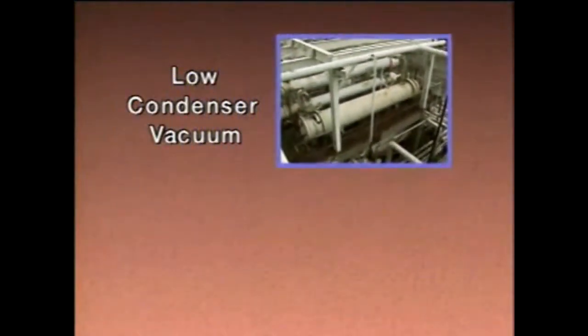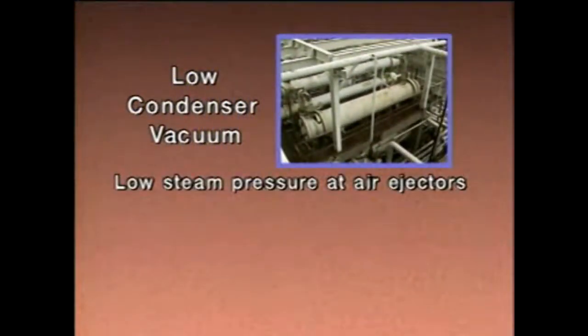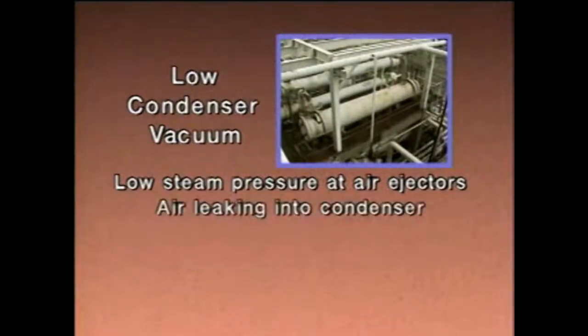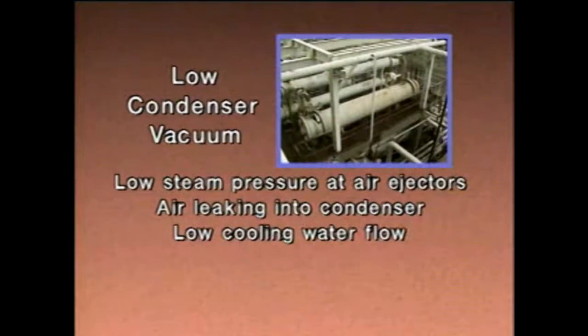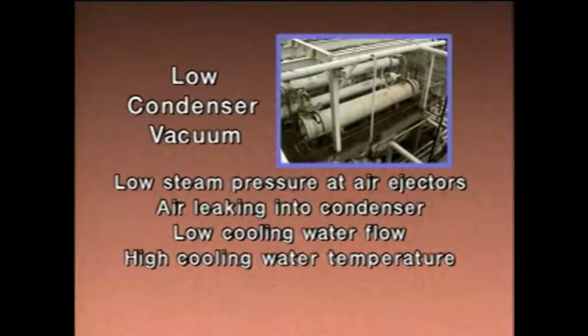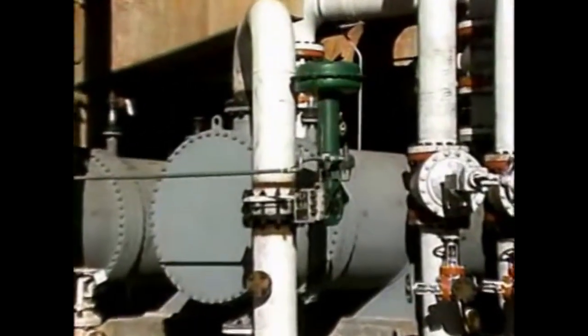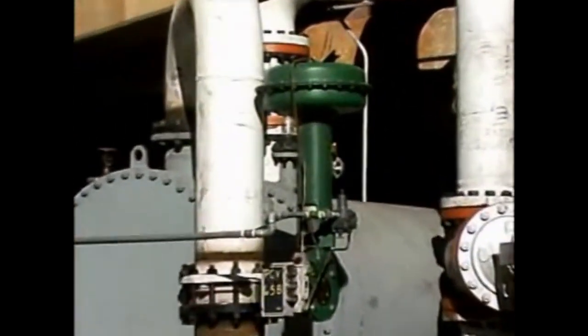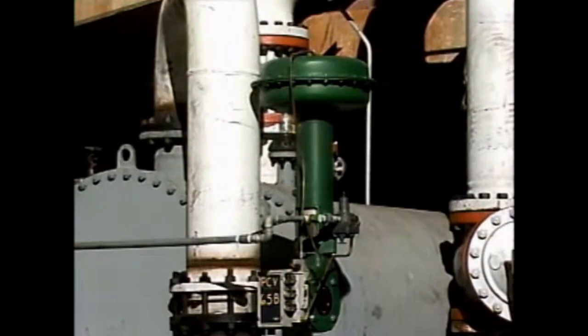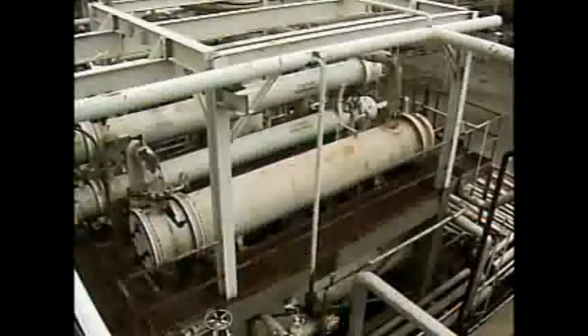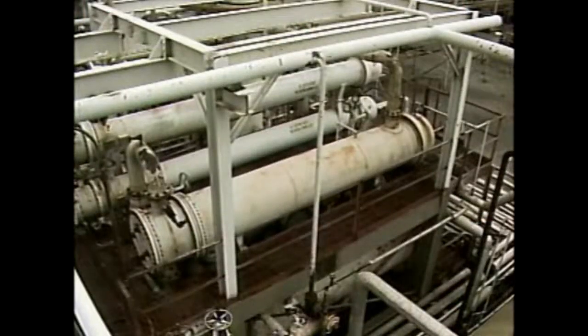Too little vacuum can result from steam pressure being too low at the air ejectors, from air leaking into the condenser, from too little cooling water flow, or from the cooling water temperature being too high. Many condensers have control valves that regulate the unit's cooling water flow. An abnormal cooling water temperature could be an indication of a problem with the control system or with the cooling water system. Contamination in a condenser may be caused by a tube leak in the condenser.